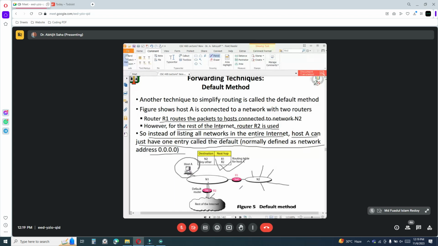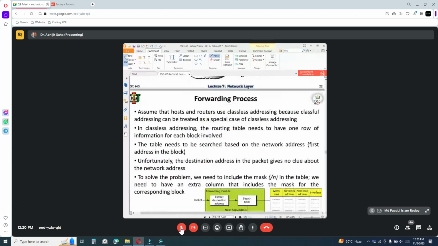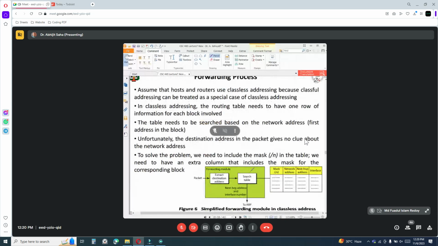The network is directly connected with R1. So if the destination host is any one of the hosts of N2, you keep that the destination is N2 and the next hop is R1. But if the destination host is not found, that means it is not present in N2, so the packet is going to be sent through the default router to the rest of the internet. Is it clear? Yes, sir.